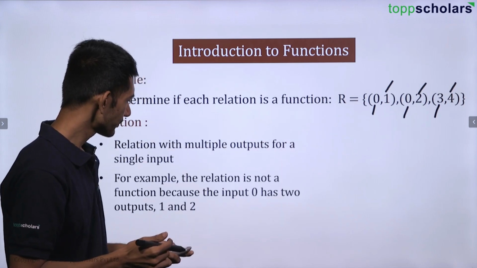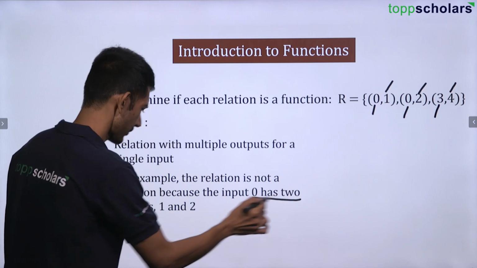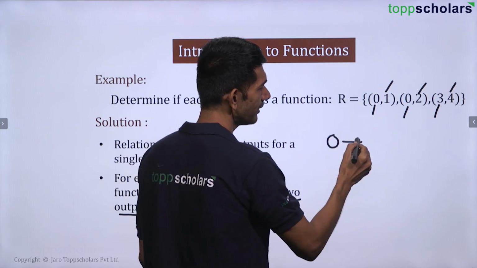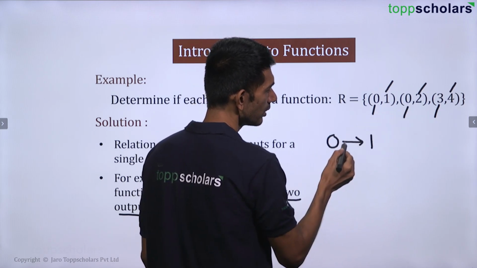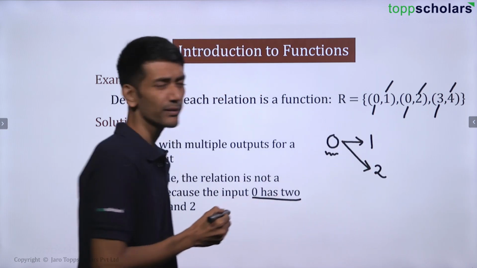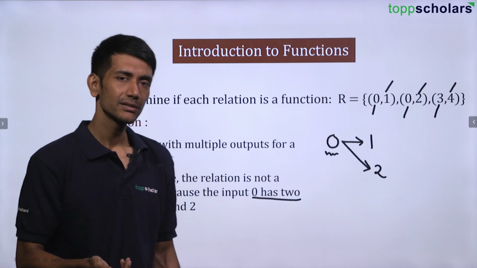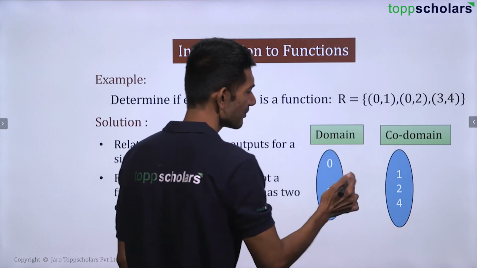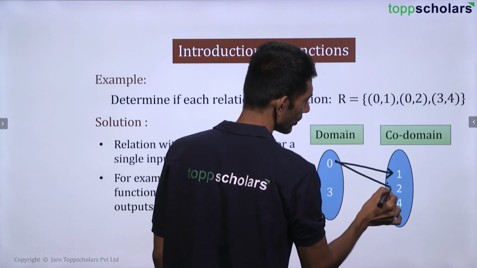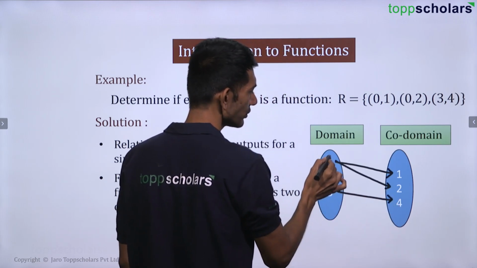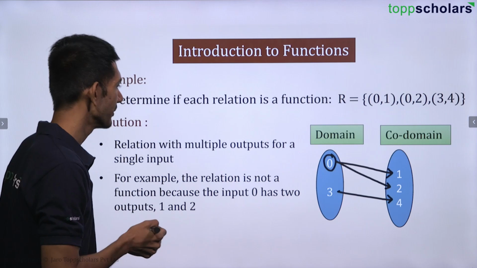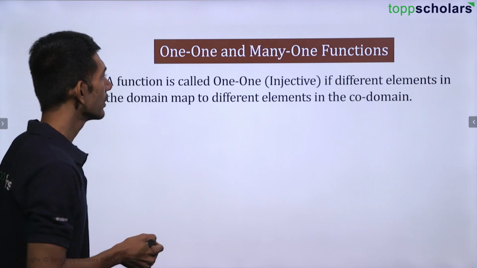So, (0, 1), (0, 2), (0, 3). See here, can I say that 0 has two outputs? You can see 0 is mapped with 1 and the same 0 is mapped with 2 as well. So, definitely this is not an example of a function. Simple. 0 is mapped with 1 and 0 is also mapped with 2 and then 3 goes with 4. But because here we have multiple outputs for 0, this is not a function.